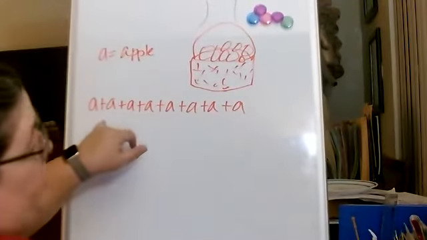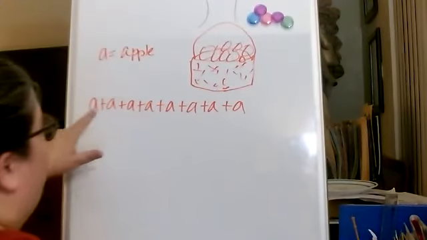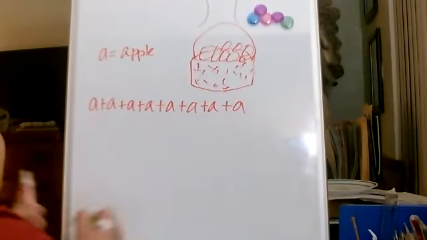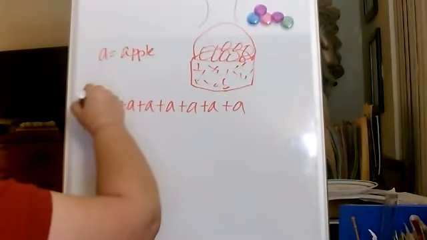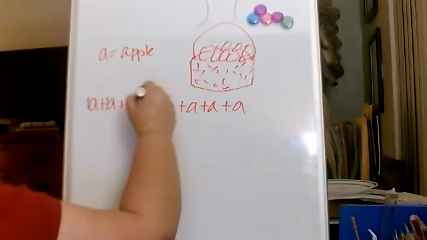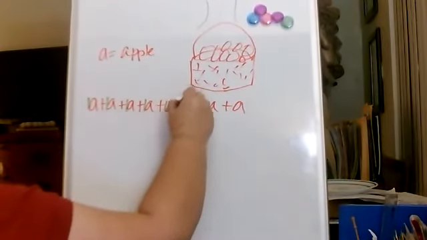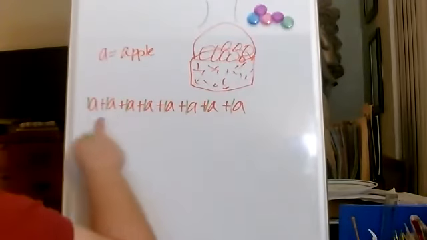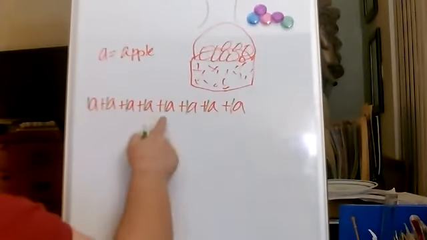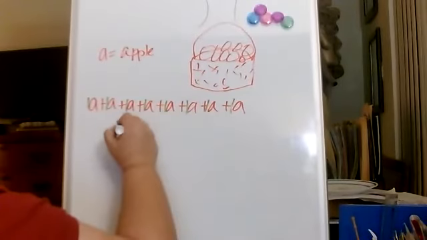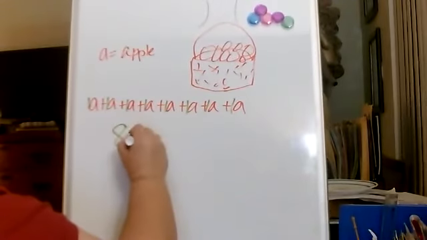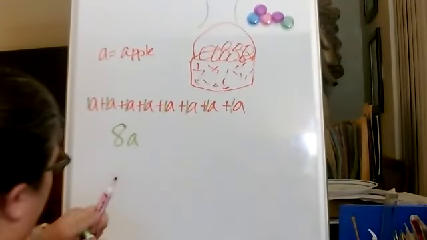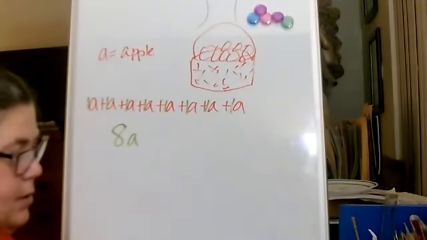Now remember, when we were combining before, we were doing multiplication. This is addition. And every A has an invisible 1 in front of it. So when we're adding up or combining these like terms, we're not adding the A's, we're adding the 1s. 1, 2, 3, 4, 5, 6, 7, 8. So then that becomes 8A, or 8 times A.